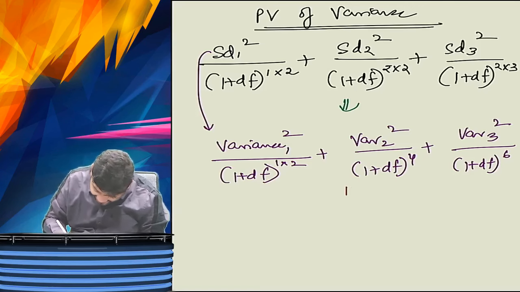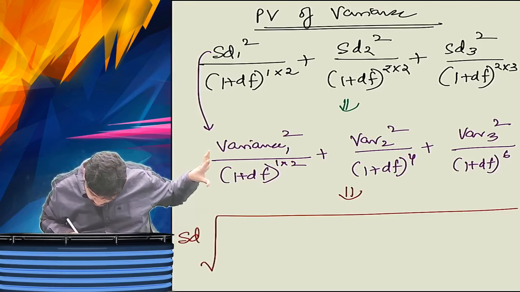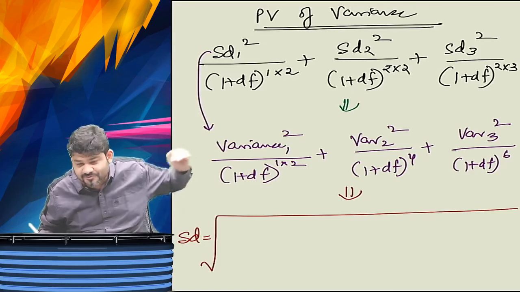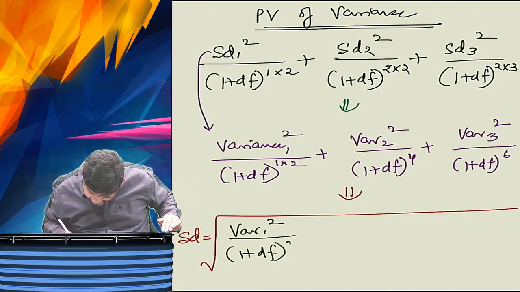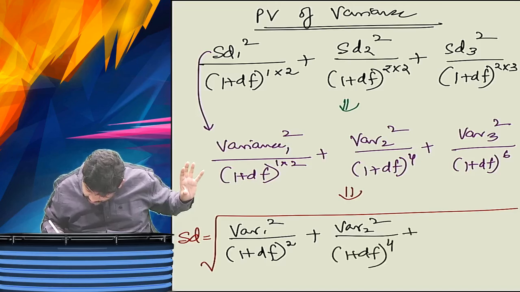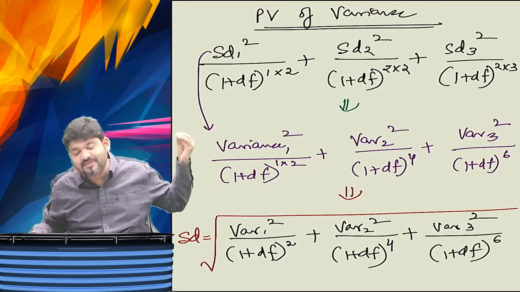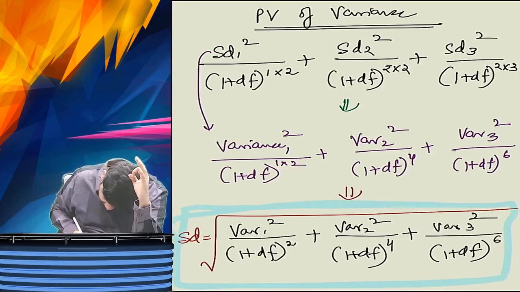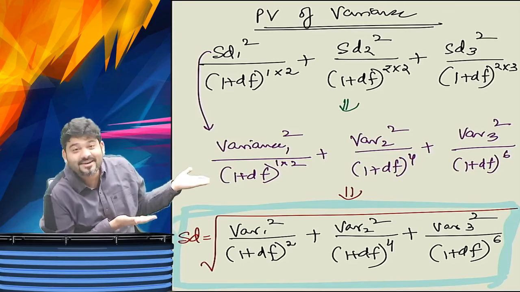Easy. You will understand. And finally, if I have to calculate the standard deviation of this, what I will do is take the root of it and I will get the present value of standard deviation. Anything which has variance, if you take the root, you will get the standard deviation. So, variance 1 upon 1 plus discounting factor raised to 2, plus variance 2 upon 1 plus discounting factor raised to 4, and variance 3 upon 1 plus discounting factor raised to 6, and if there is one more, 8, 10, and so on and so forth. And guys, this is the final formula for calculating the standard deviation or present value for standard deviation, also called Hiller's model.